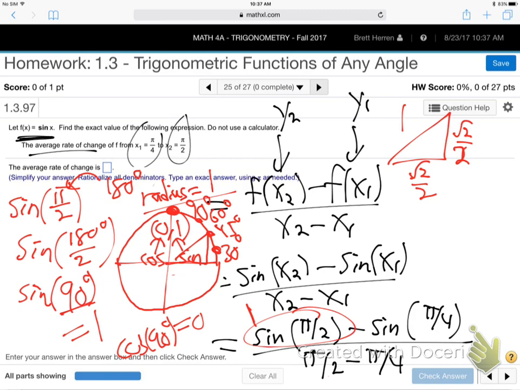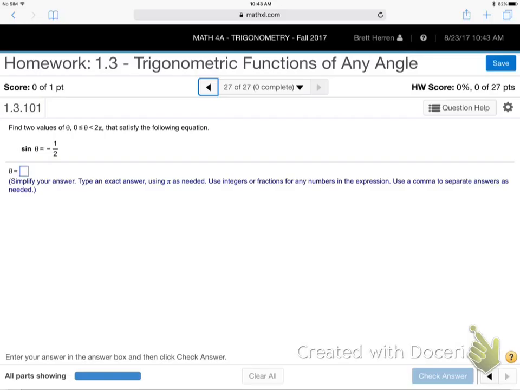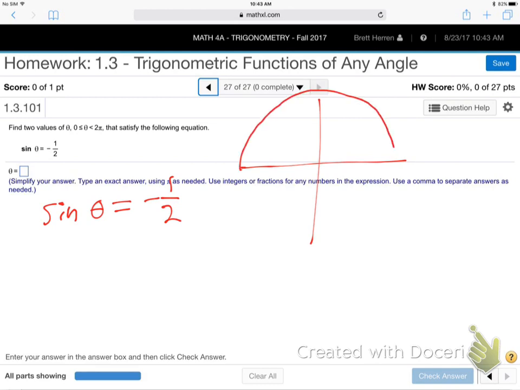All right, so you'd have to work on this. It turns out to be root 2 over 2. And then you got to subtract the bottoms on that. Whew, these are tough. Okay, so sine of theta is minus a half. So let's go to that unit circle. So it's all based on the unit circle again. Let's go to the unit circle.